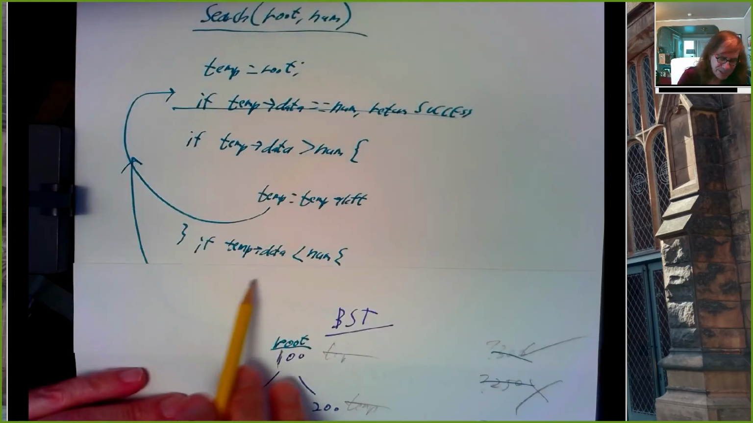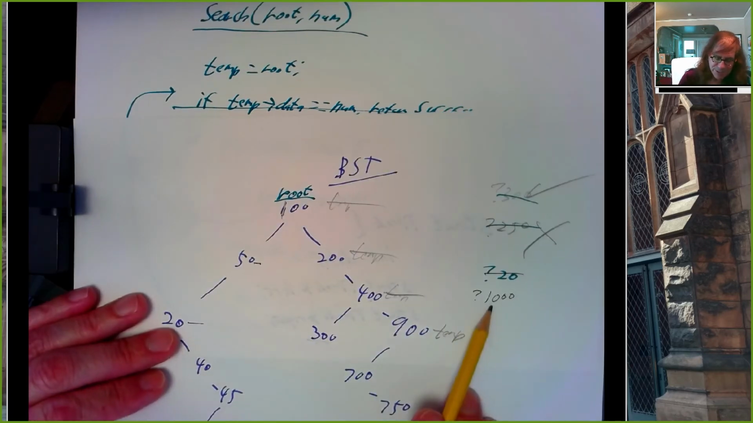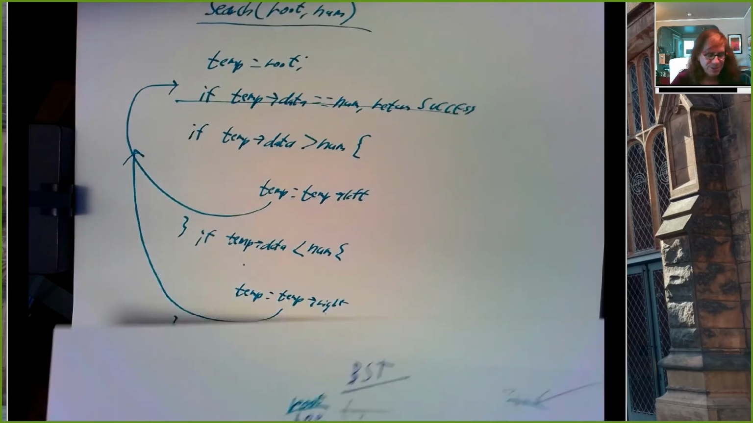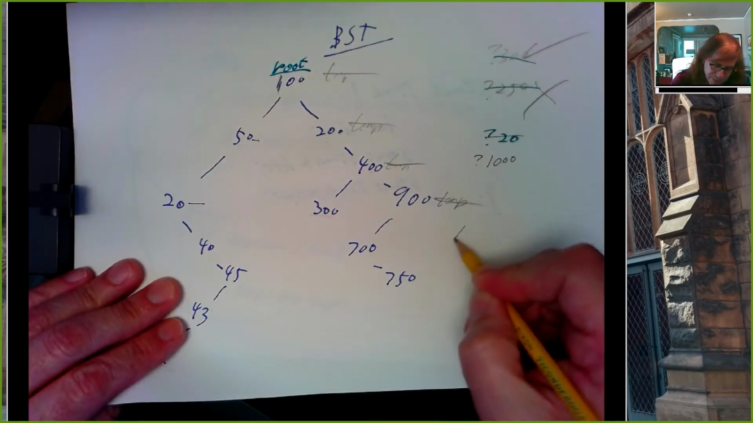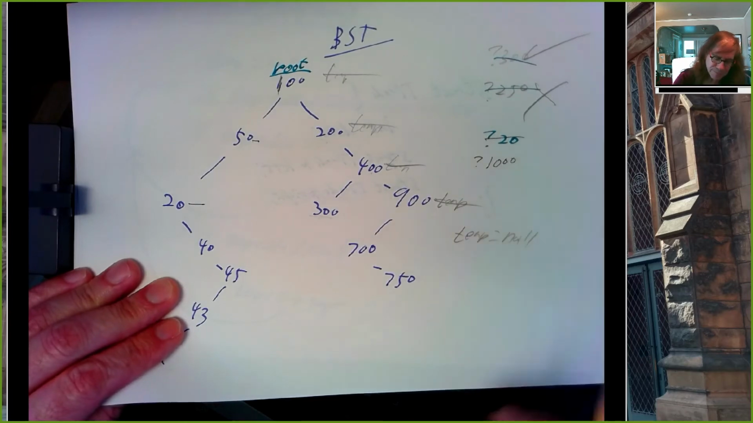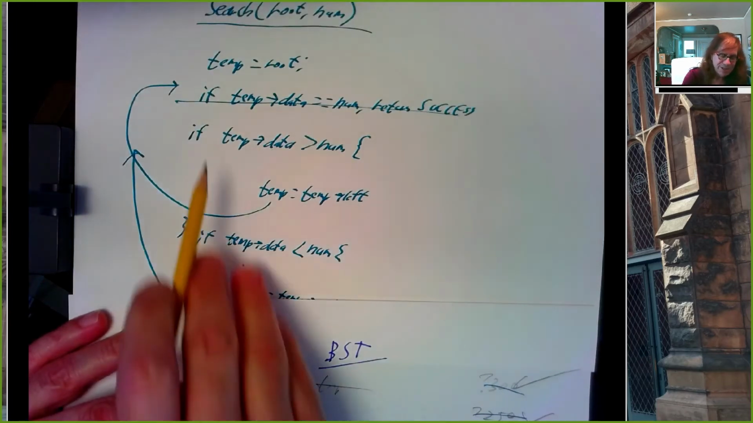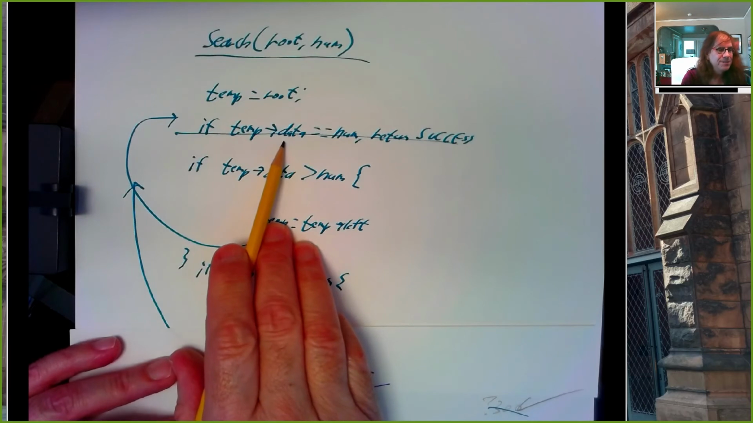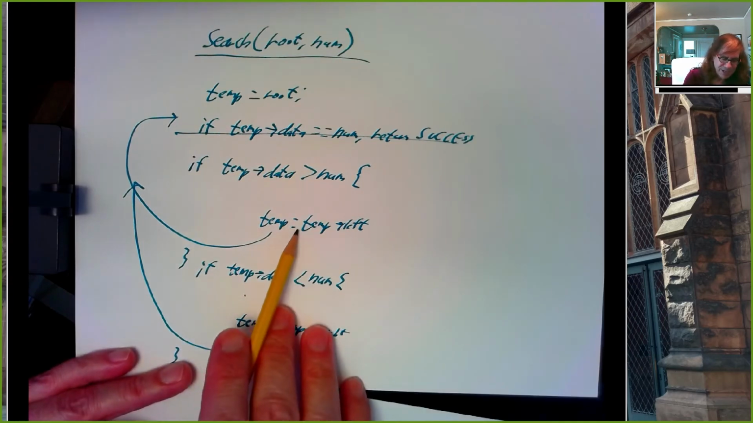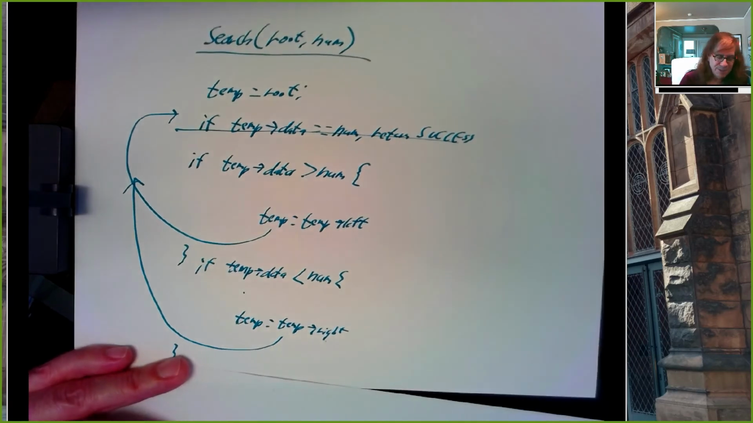Well, temp data is less than the number we're looking for. If I execute this statement once more and set temp equal to temp right, temp is going to end up null. And now when I come up and look at temp arrow data, I get a seg fault. So when I move down to the point where temp is null, that's where I know I didn't find my number.